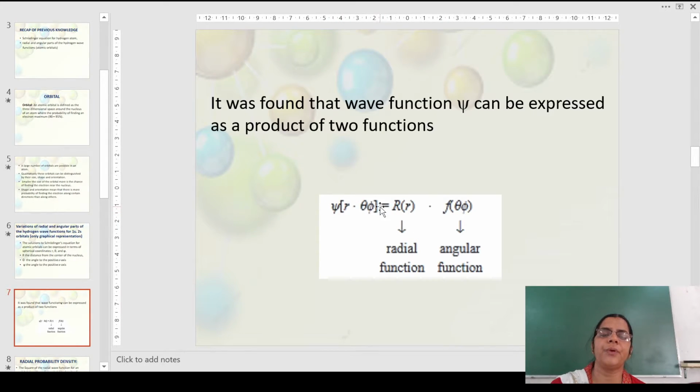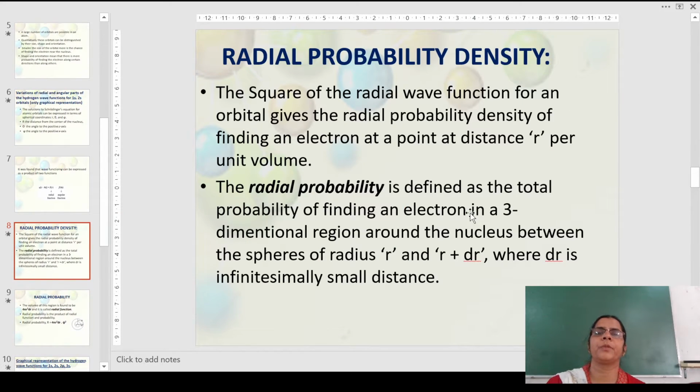So psi of r, theta, phi in polar coordinates is equal to R of r, which is known as the radial function, and we have the angular functions which consist of theta and phi. And the radial function is independent of theta and phi. So it is the product of two functions.